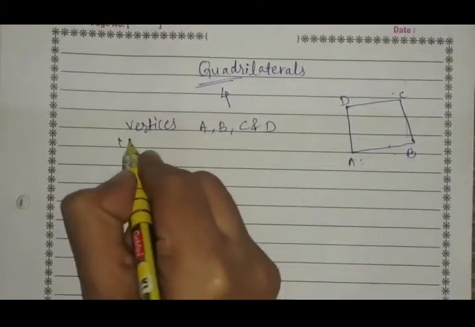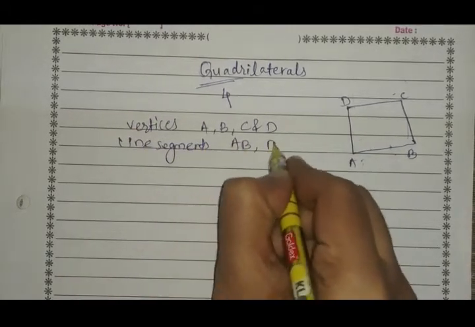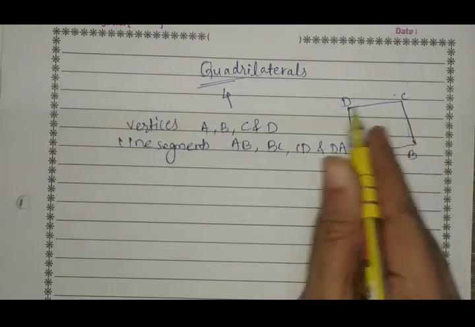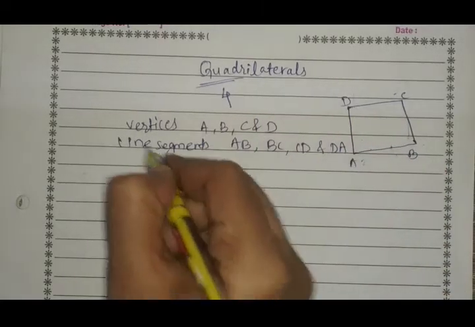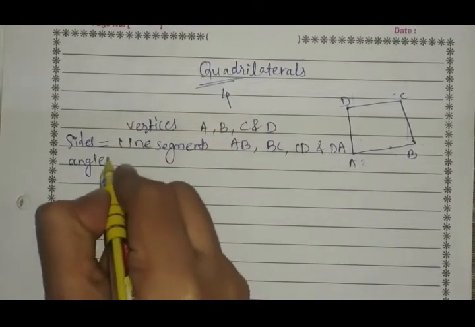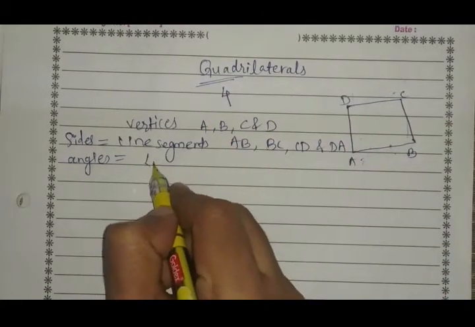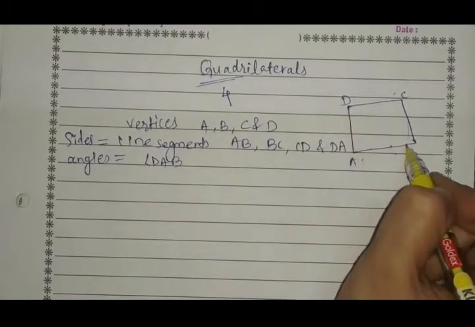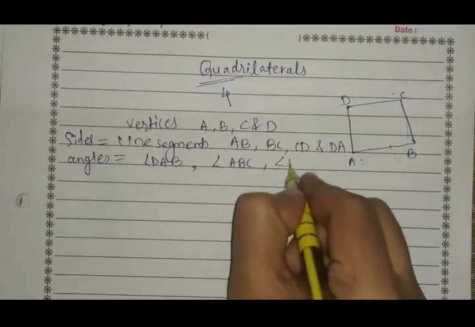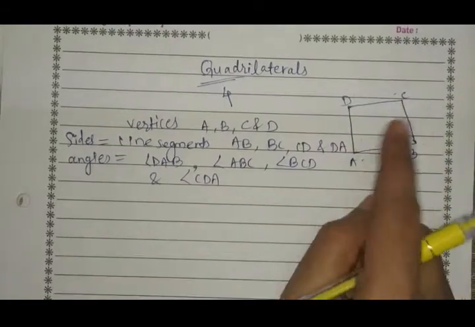Now we are having the line segments. Here the line segments are AB, BC, CD and DA. So there are four line segments, and we call these line segments sides. Then again we are having angles. Here we are having the four angles. You can write angle DAB, angle ABC, then BCD, and CDA. So these are the four angles.